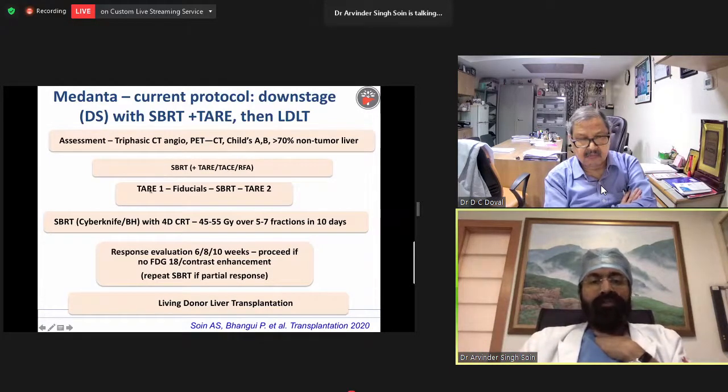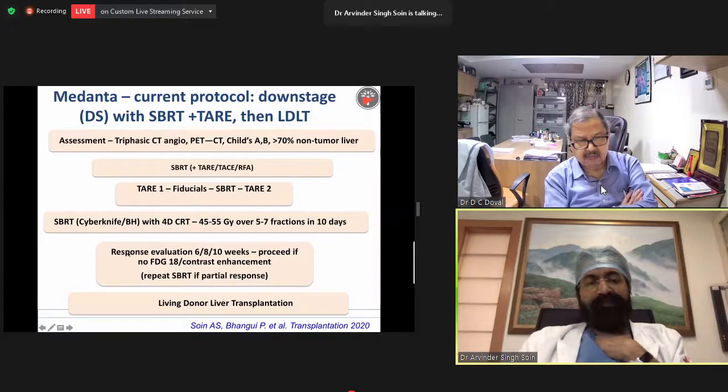So how we do this is we do TARE 1 where we assess shunts. Then we put fiducials for SBRT. Then we do the SBRT over 5 sessions or so. And then we do the TARE 2, which is actual injection of the radioisotope.